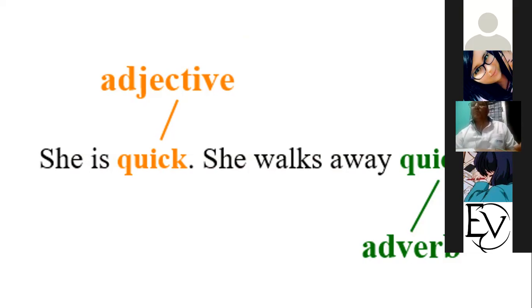Estamos claros, ¿verdad? El adjetivo lo que hace es que describe a una cosa o persona. Ella es rápida, ¿verdad? Entonces el adjetivo la está describiendo a ella como rápida. Pero si yo digo, ella se fue lejos rápidamente, quickly, entonces yo con el adverbio lo que estoy diciendo es la manera, cómo ella caminó lejos. Entonces ahí el adverbio me sirve para modificar el verbo, ¿verdad?